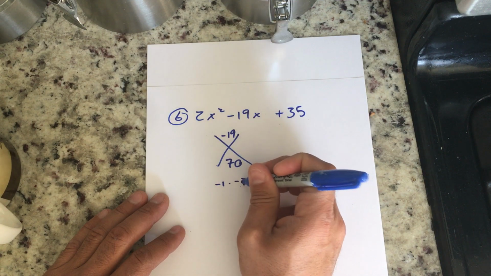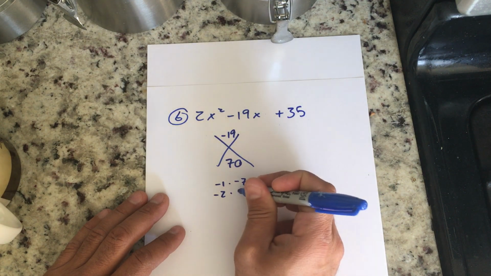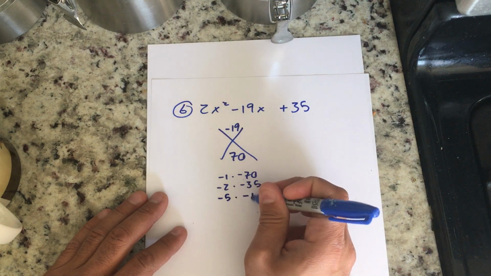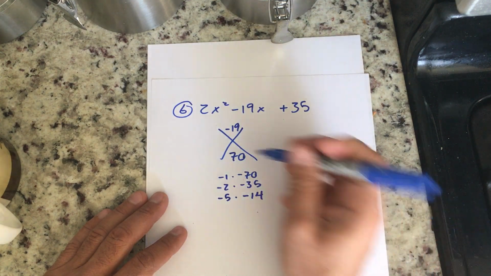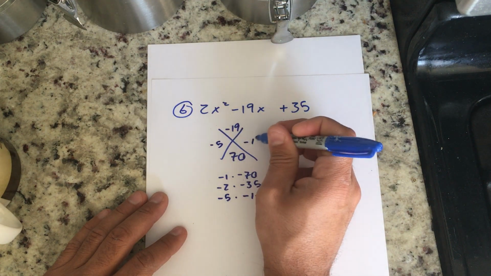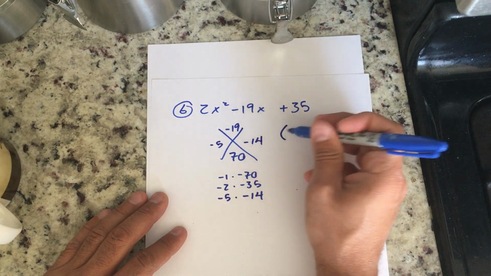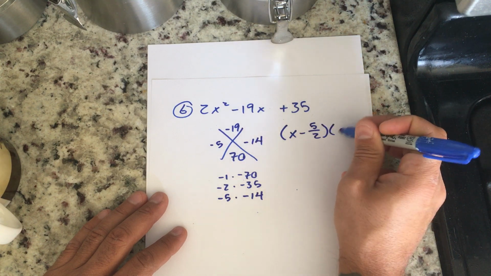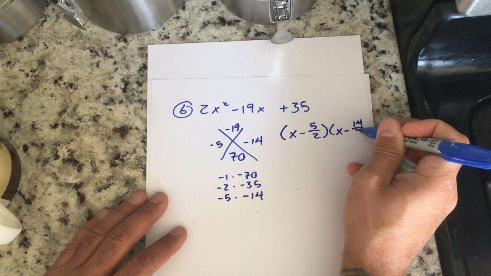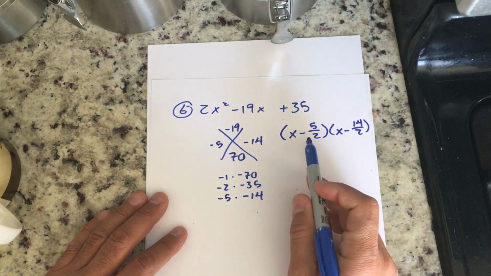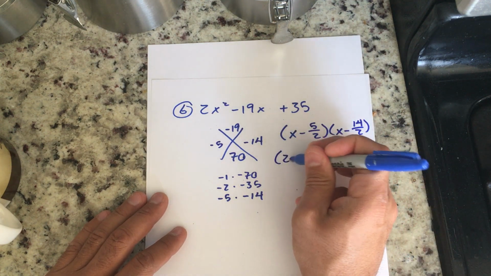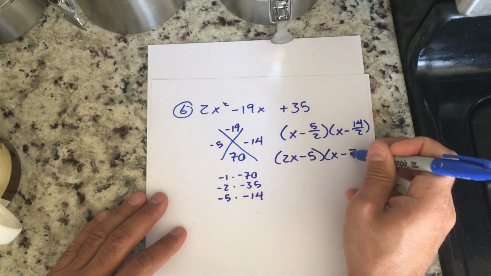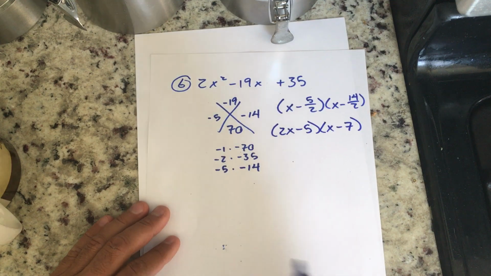Negative 1 times negative 70, that's not going to add right. Negative 2 times negative 35, that's not going to add right. Negative 5 times negative 14, that is going to add right. So negative 5, negative 14. So it's going to be x minus 5 over 2, x minus 14 over 2. Can't simplify that, so the 2 comes in front. And this becomes x minus 7. And that's the answer for that one.